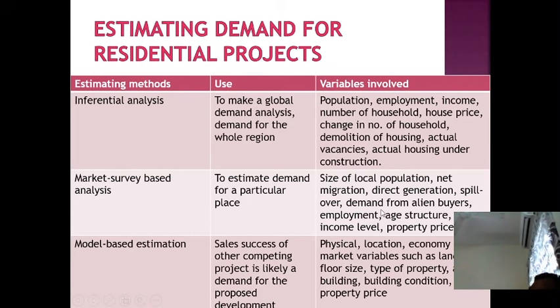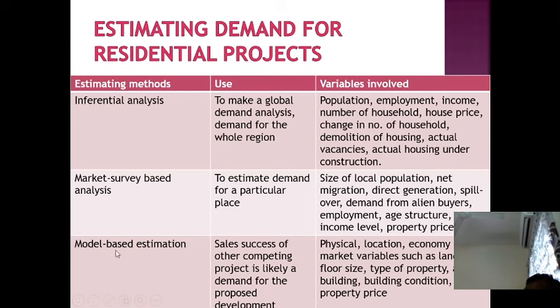So this one is more towards you finding out from the current market. Either you use a questionnaire or interview. You find out the size of the local population, the migration, the direct generation, the spillovers, demand from alien buyers, and this means foreigners, employment, the age structure, the income level, and even the property prices. So this one you can gather opinions from people, and not only use the secondary data from the other departments, but you can get first hand data from the people.